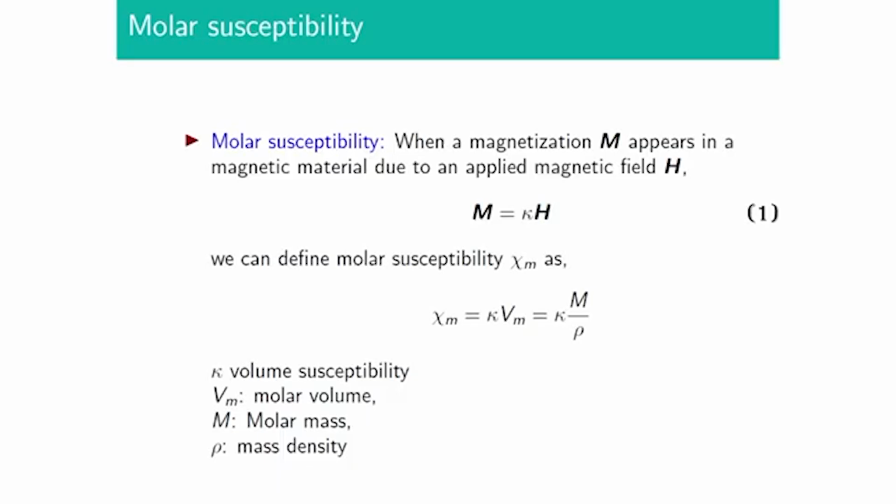So M equals kappa H, and the molar susceptibility chi_m is defined as kappa times V_m, where V_m is the molar volume, equal to kappa times M over rho, where M is the molar mass and rho is the mass density, and so on. So, this is a quantitative way of describing a magnetic system.